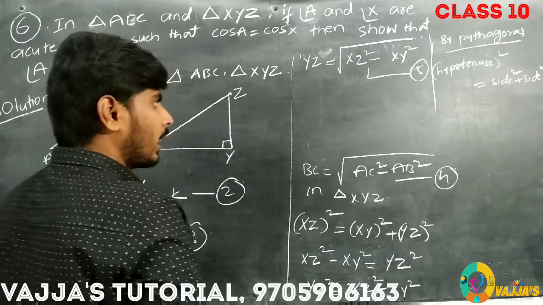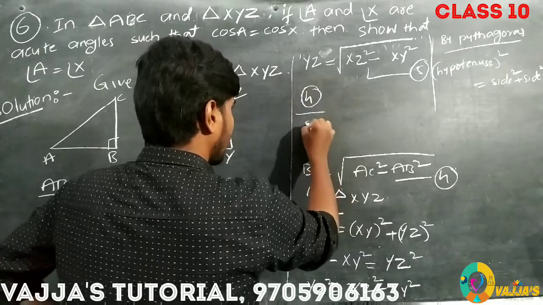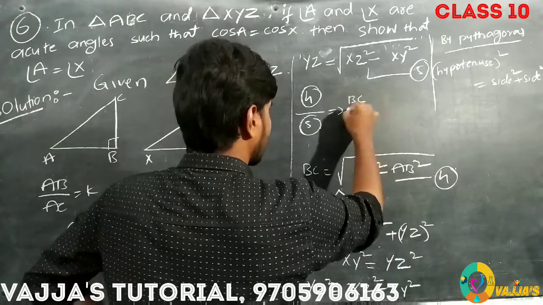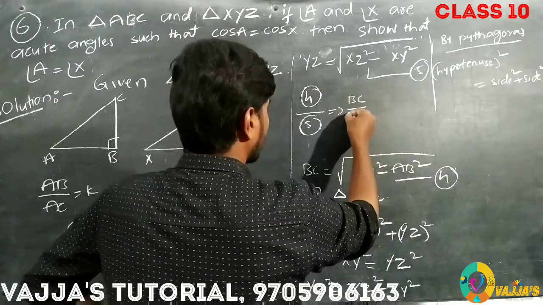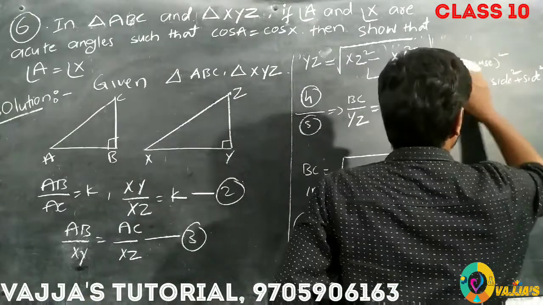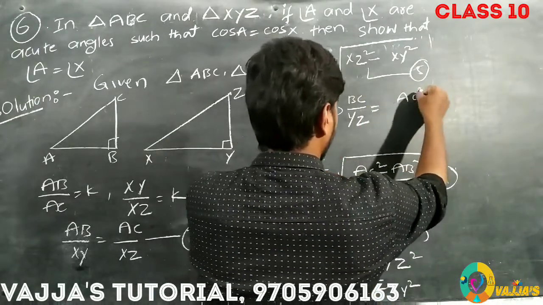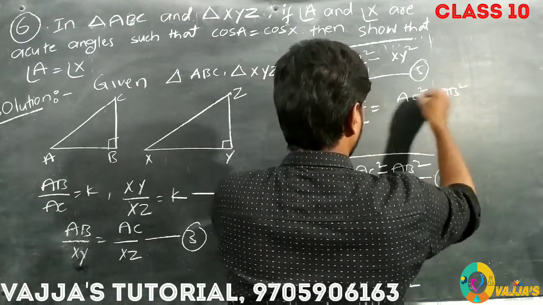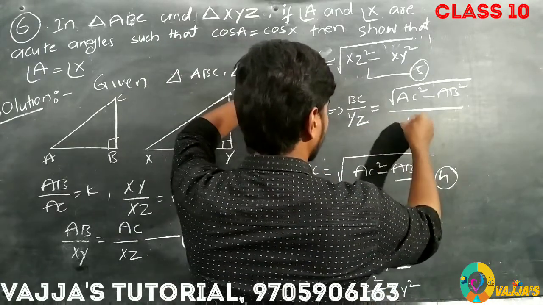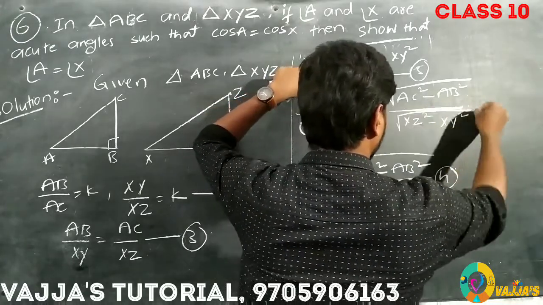So I am taking the ratio between equation 4 and equation 5. That means equation 4 by equation 5. What is equation 4? This one, that is BC, by equation 5, YZ. It is equal to equation 4, root of AC square minus AB square, by YZ, which is root of XZ square minus XY square.